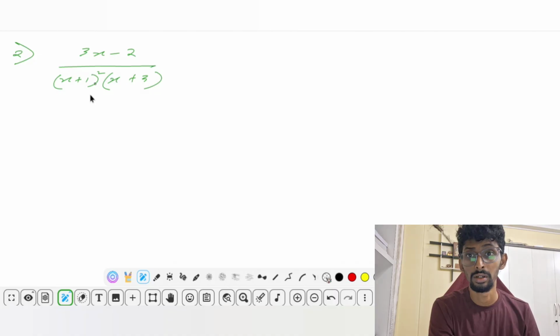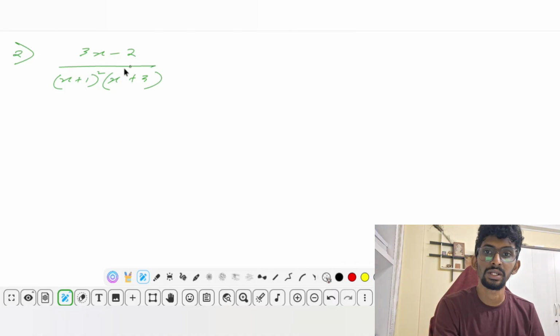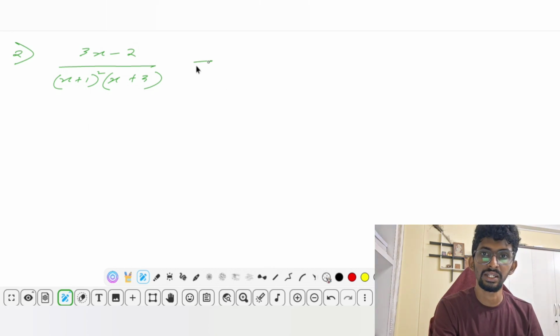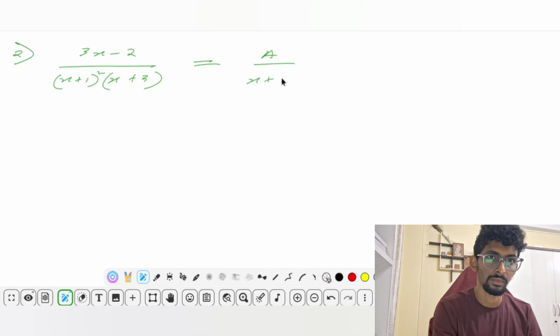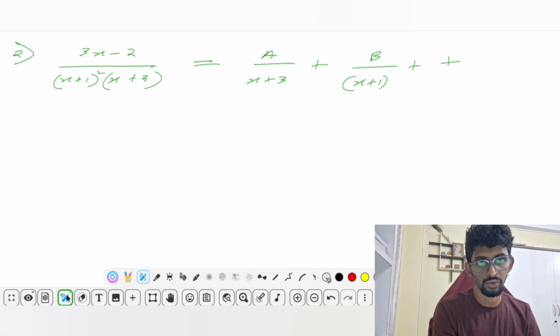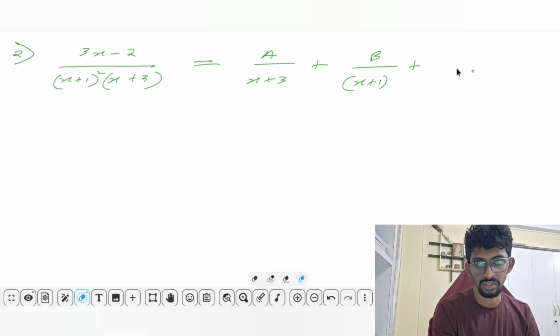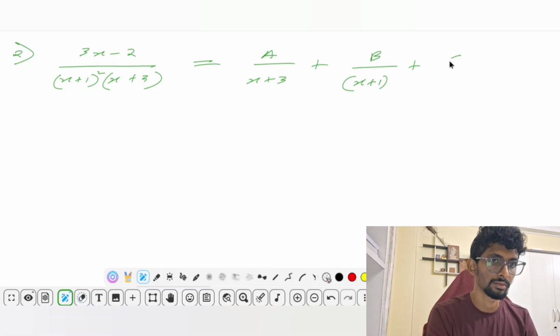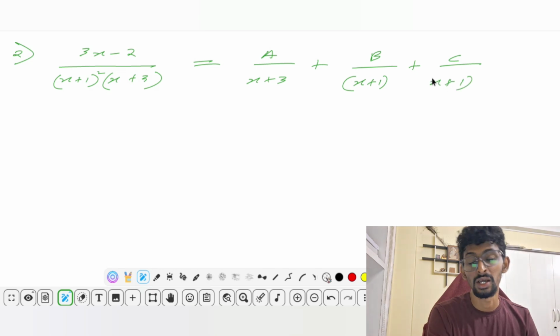So second question, 3x minus 2 upon x plus 1 whole square times x plus 3. Okay, so one is linear, the other one is quadratic, in the form of a plus b whole square. So what will we write? First, for x plus 3, we can write a by x plus 3. Then for x plus 1 whole square, first we will write b by x plus 1. Then we will write c by x plus 1 whole square.